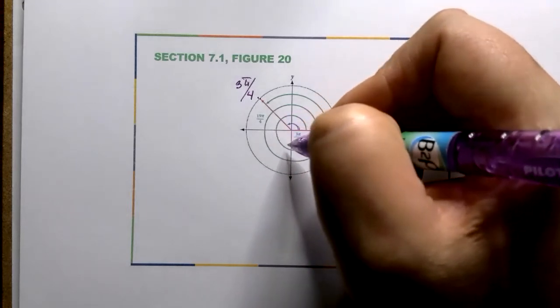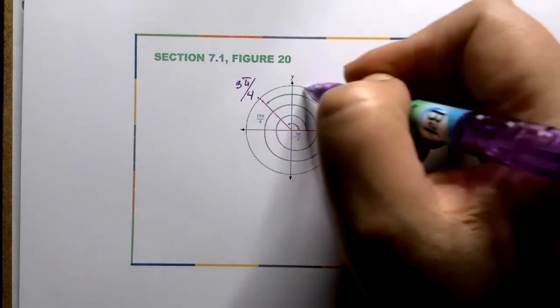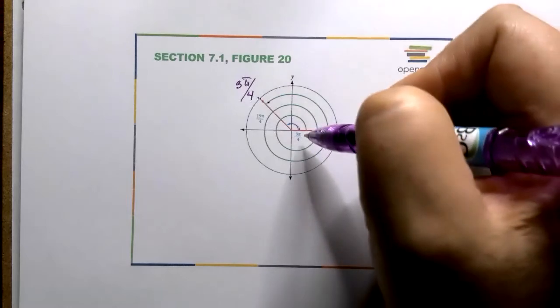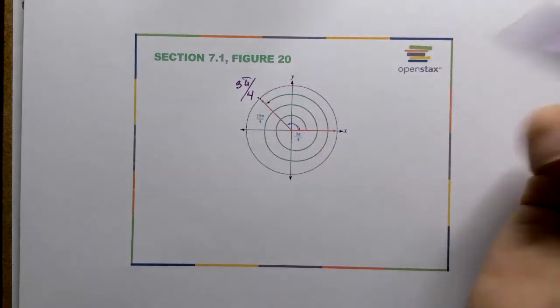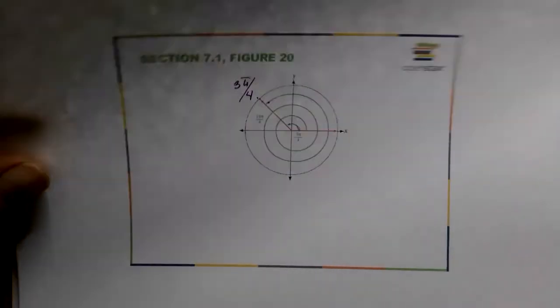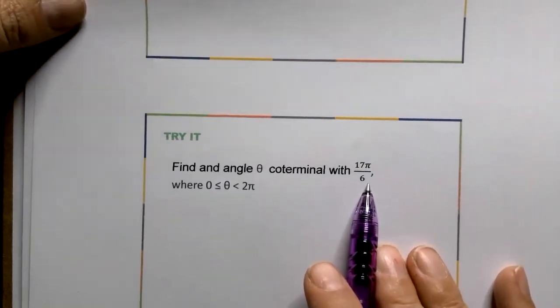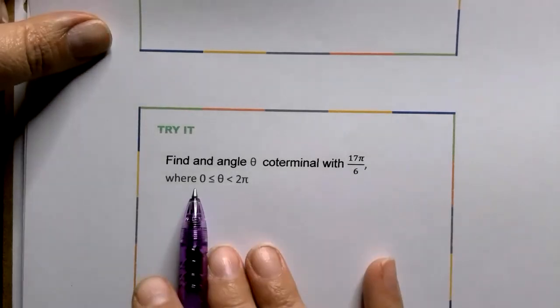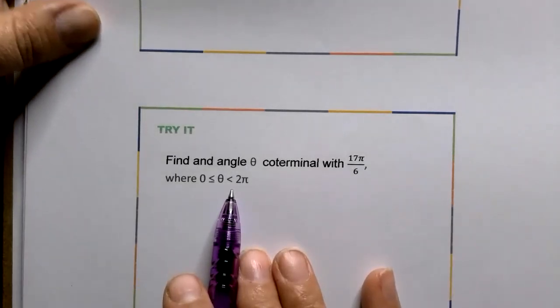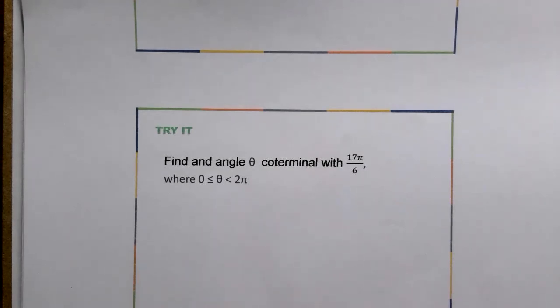But if you keep going, how many circles around do we have? One and another one more. So you end up with 19 pi over 4, and it's a coterminal angle. All right, so now I want you to practice this calculation again. You're going to start with 17 pi over 6, and you're going to find the coterminal angle in the range from 0 to 2 pi. Again, go ahead and pause here and let me know if you have any trouble doing that. And I'll see you in the next video.